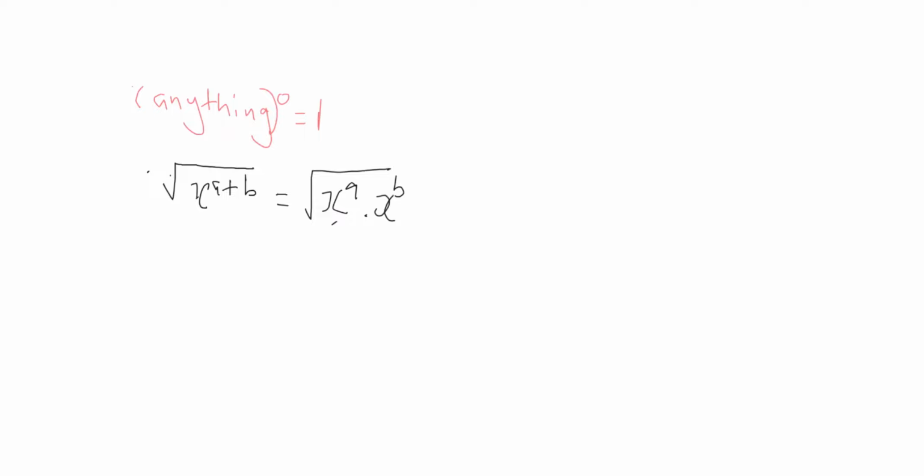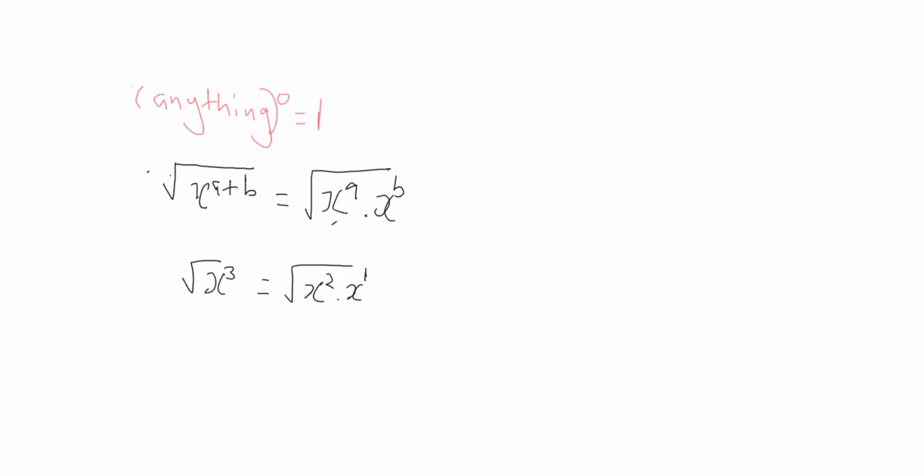Also, let's say you have the root of x to the power of 3. How can this also be written? This can be broken down into x to the power of 2 multiplied by x to the power of 1. Remember that when you are multiplying powers of the same base, you add the exponents. So this is still the same as x to the power of 3.